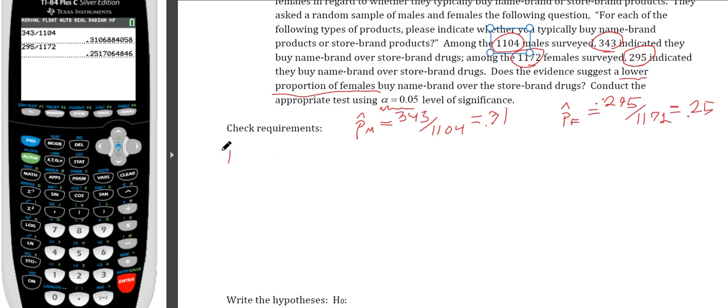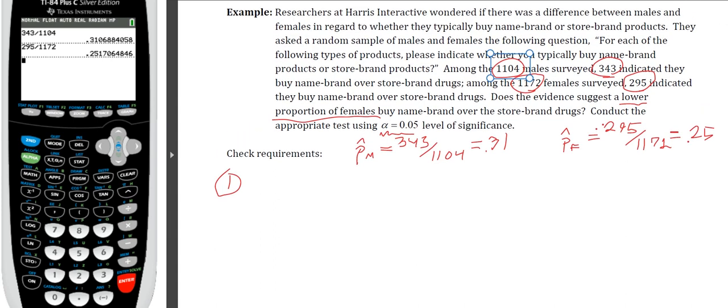All right, now for our requirements. Let's see here. We want first to check randomness. If I look into my description, they asked a random sample of males and females. So it says random, we're good. That's all we're looking for.